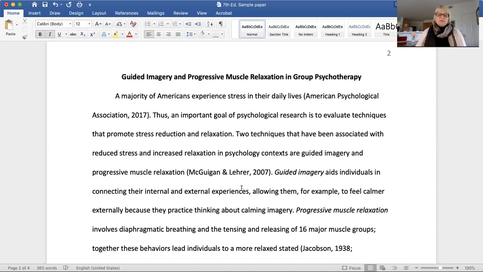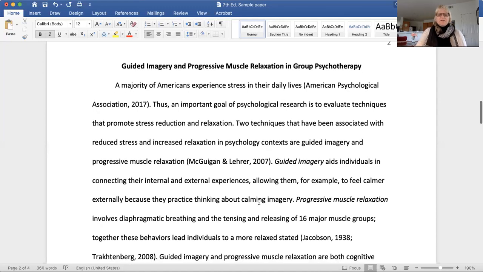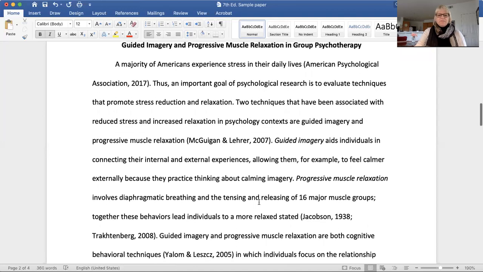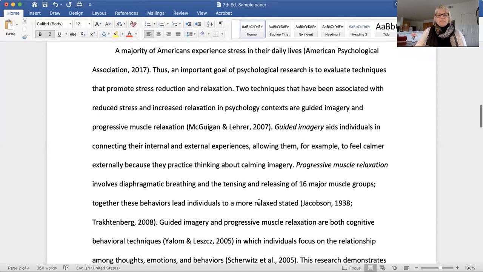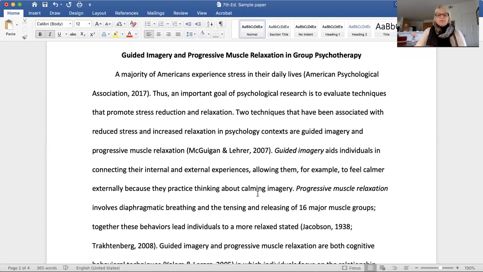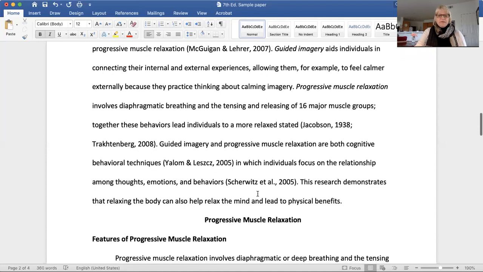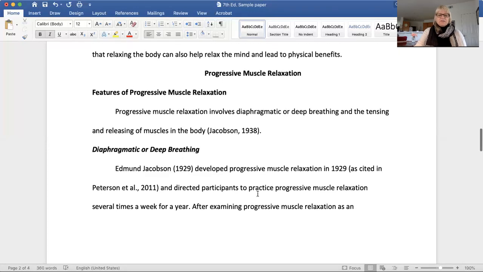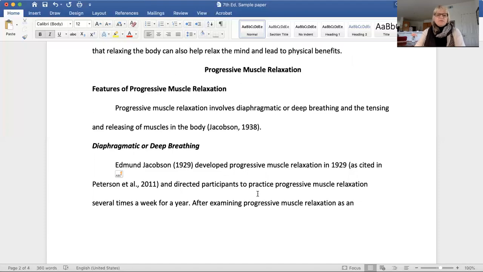So let me give you an example here. This is a sample APA document in the 7th edition, and the topic is muscle relaxation in group therapy. And I wanted to give you an example of 3 types of headings or 3 levels of headings.